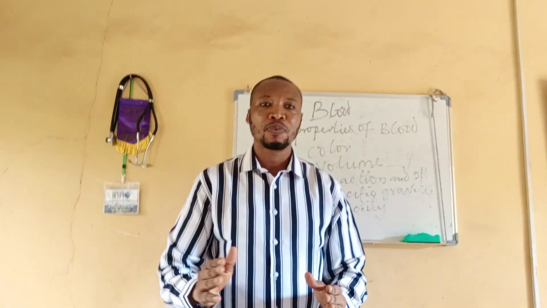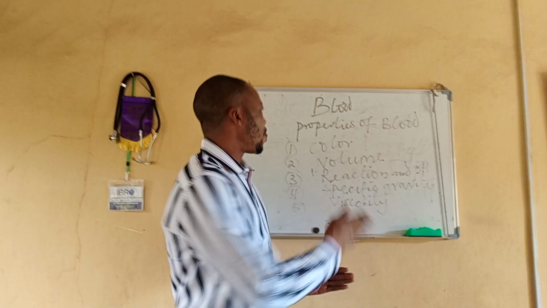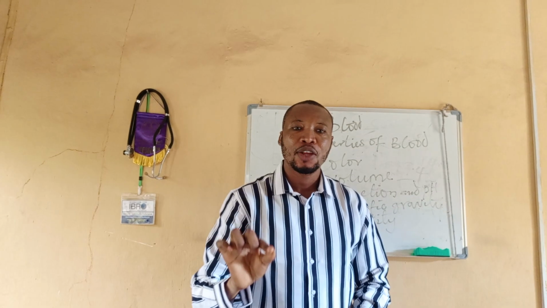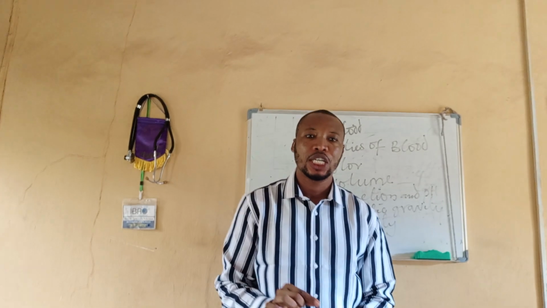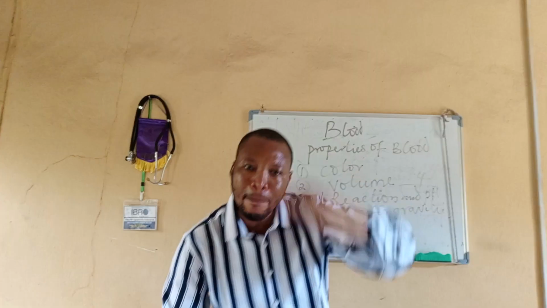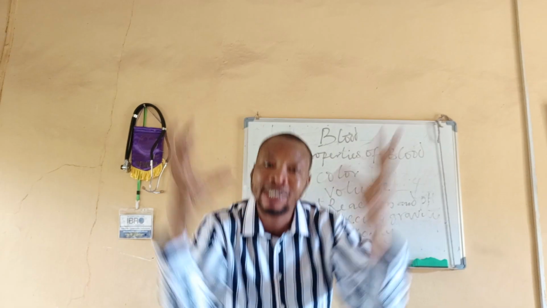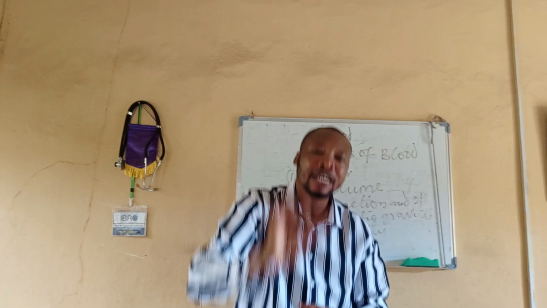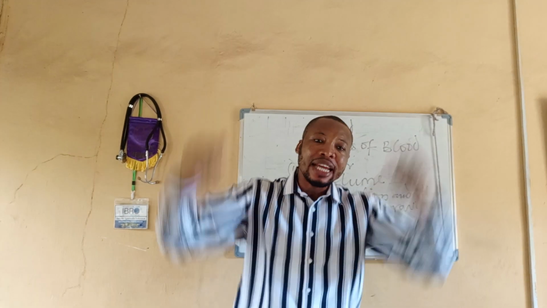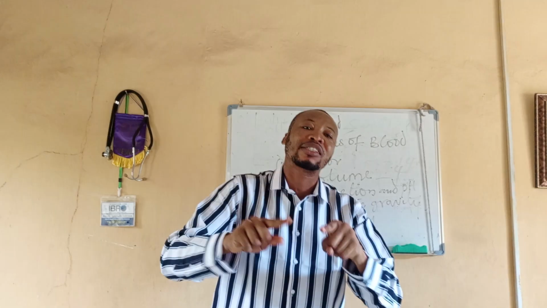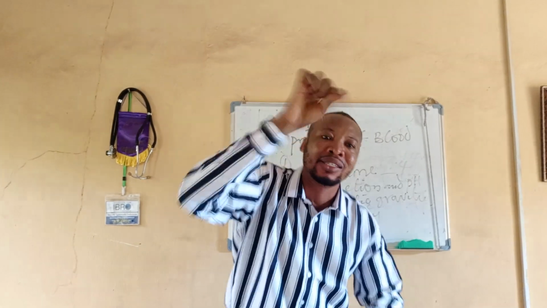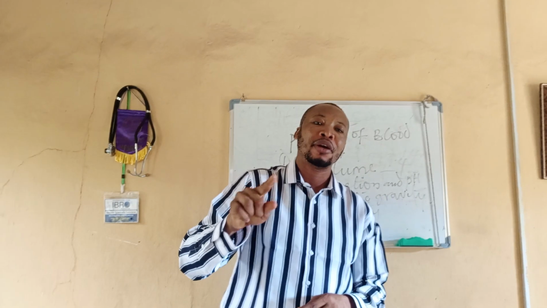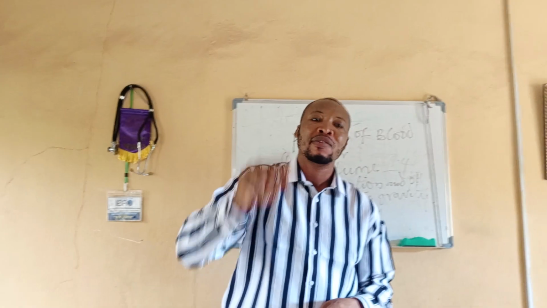The upper part, you have the plasma. The center, you have the buffy coat. And the down part, you have the packed cell. It is this packed cell you measure to get the percentage of red blood cell in the cell. And that is otherwise known as the packed cell volume or hematocrit count or packed cell value.